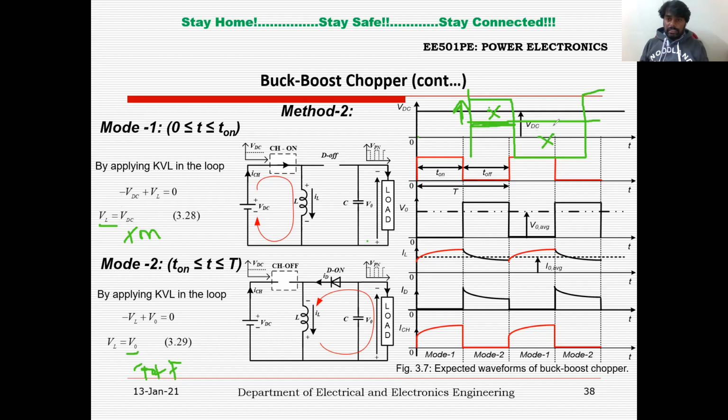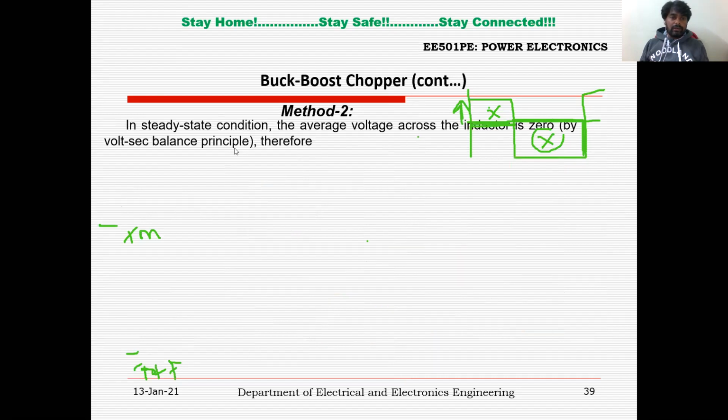Again, if you want to see the area under this portion, this time period is T_off, and this height is VL equal to V0. So you can make both equal, right? So now you just apply the volt-second balance principle.